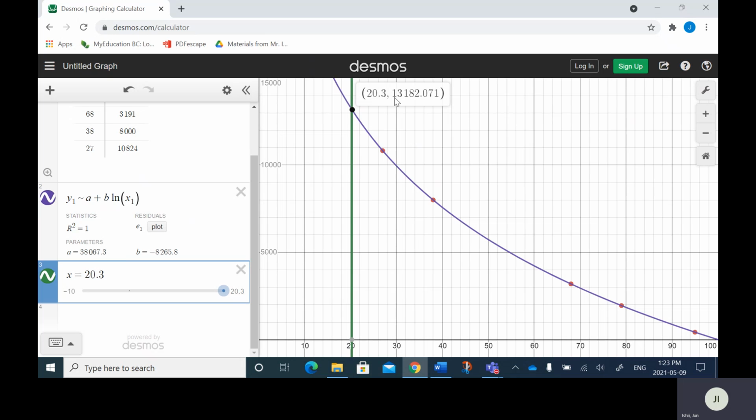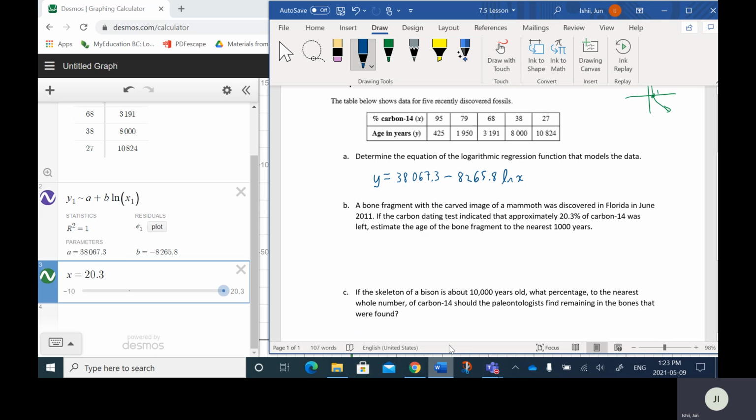So 13,182 is the approximate age of that sample. To the nearest 1,000 years, about 13,000 years.